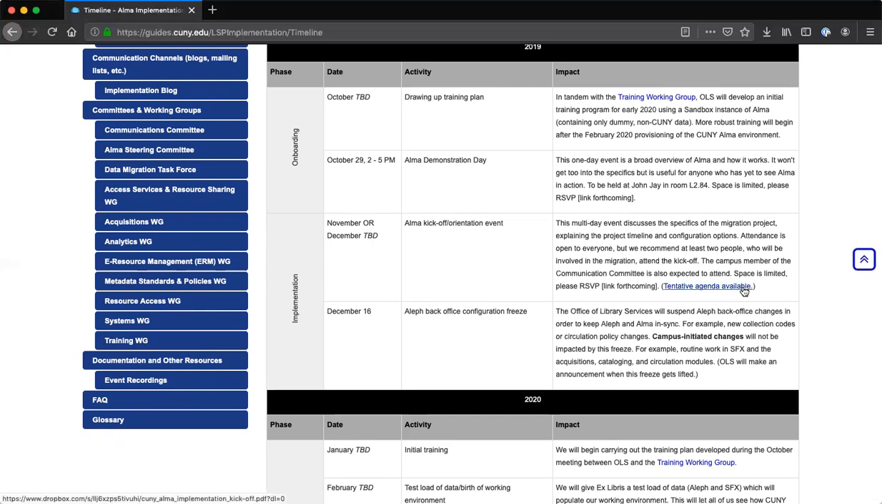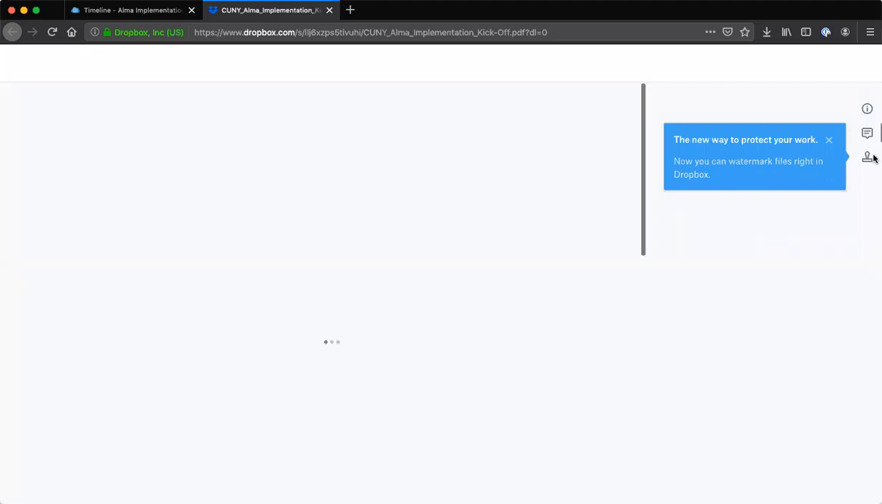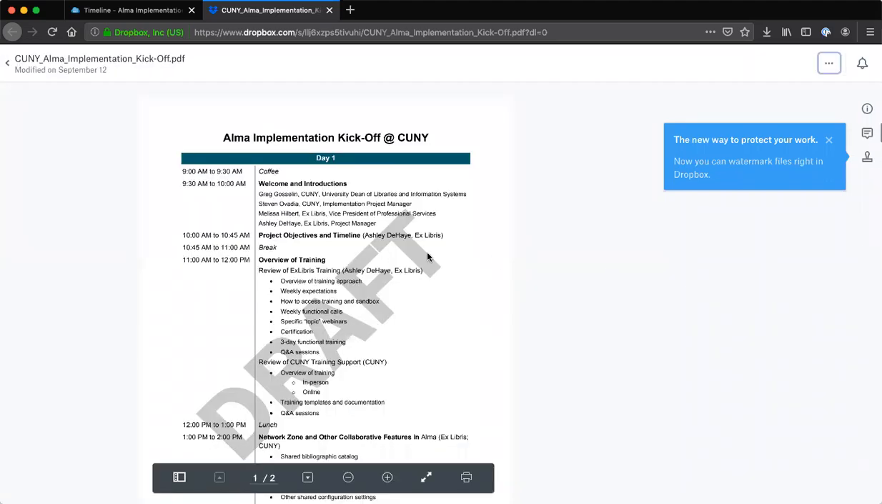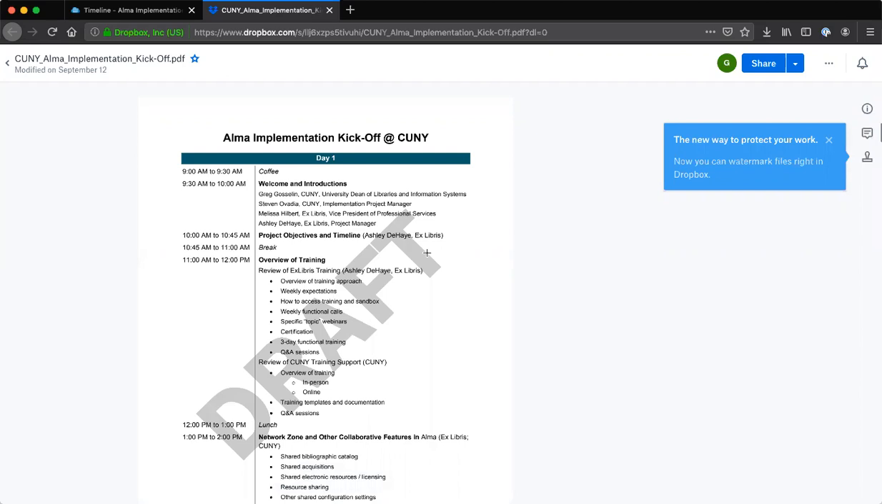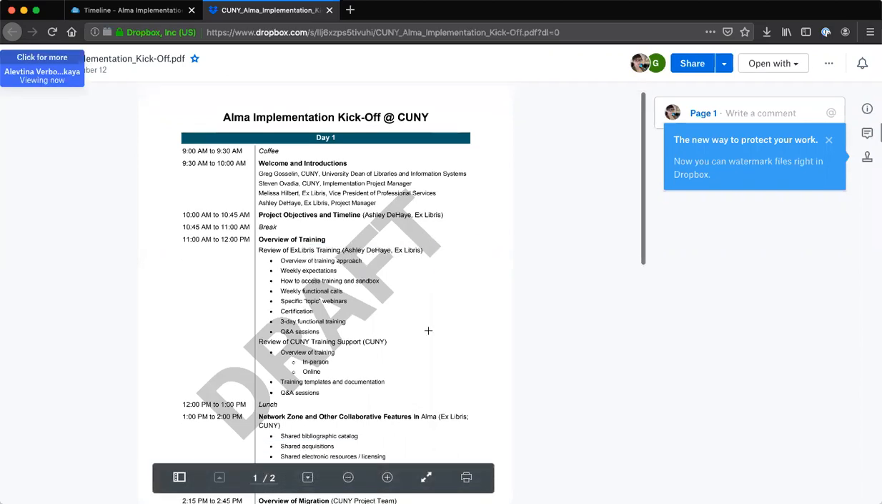We will also send a link inviting you to that, and I can also share with you, it's linked in the timeline. I'll open it now just to show you a draft that we're working on currently. This is non-finalized, it's just what we're thinking about based on the kickoff event held at SUNY last year.